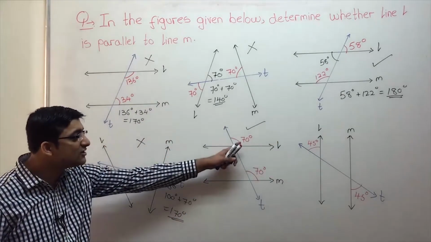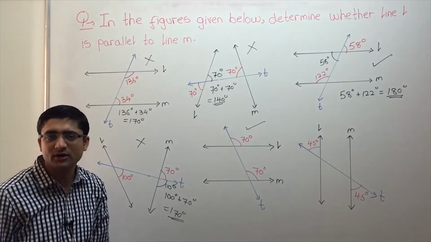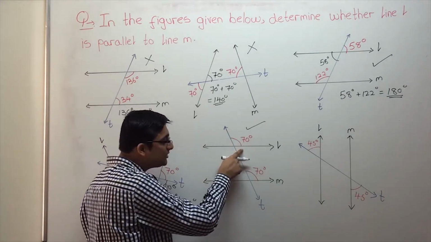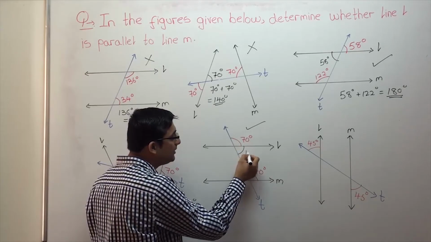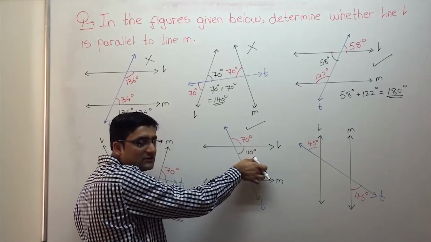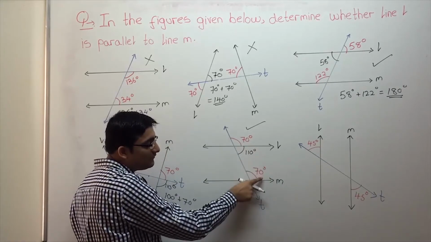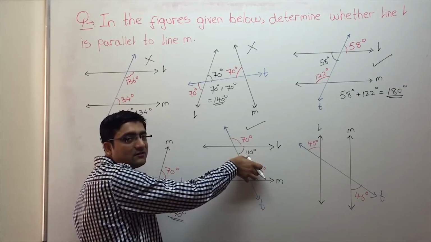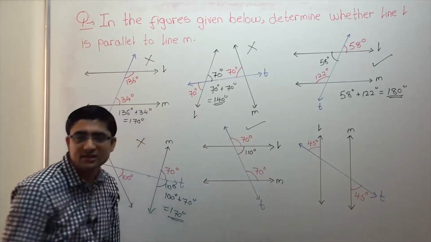Now let's say it does not strike you that these two angles are corresponding. What do you do? Take these two as a linear pair. That is one option. So if this is 70, this will become 110. So now we have interior angles on the same side of the transversal. Find their sum. 110 plus 70, 180. So because interior angles on the same side of the transversal are supplementary, hence they are parallel.